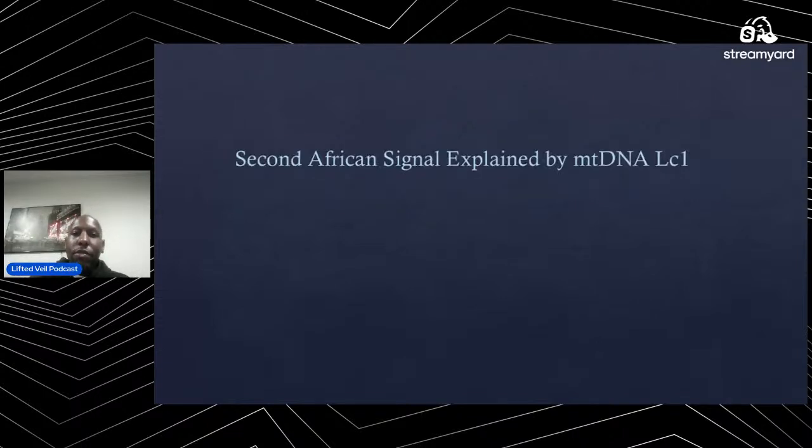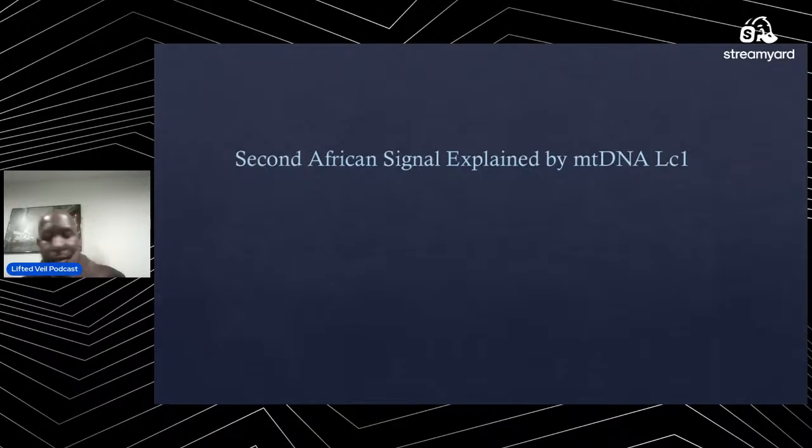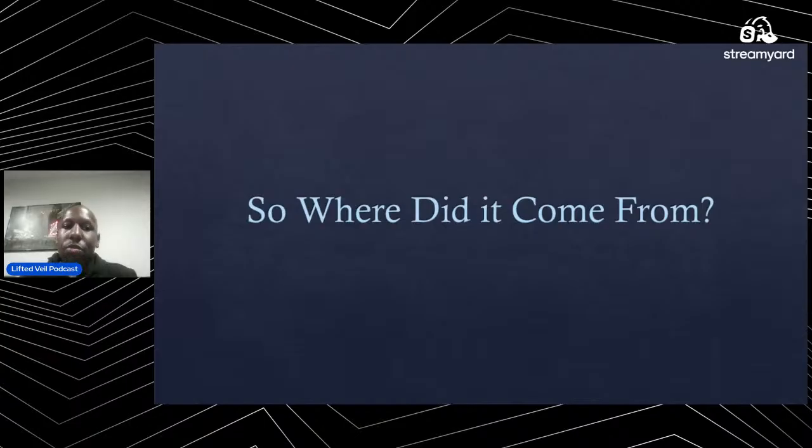Second African signal explained by mtDNA L1C. I think I already explained that. Yeah, I already went over that. I think that's a slide that I meant to take out. But anyway, the Austro-Melanesian signal was not recent admixture. So where did it come from?